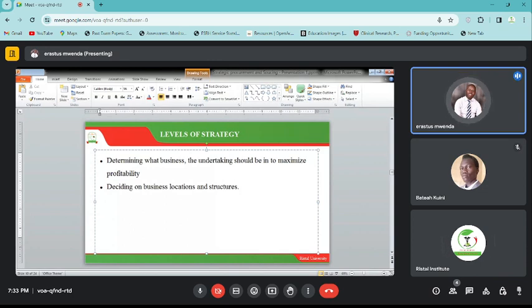Then from corporate strategies, we come to business strategies. So for this particular kind of strategy, we come up with strategies for specific business units and divisions. When we talk about divisions, they could also be departments within an organization. So when we are coming up with these business strategies, we are looking at the aspect of address competitive positioning.